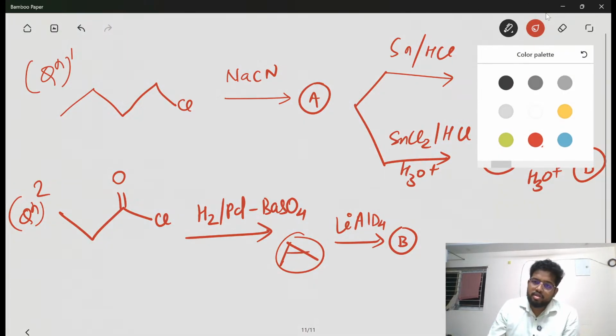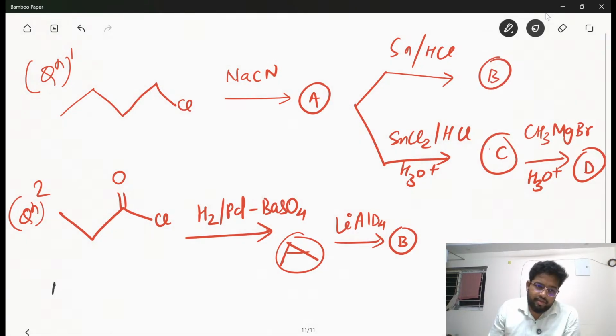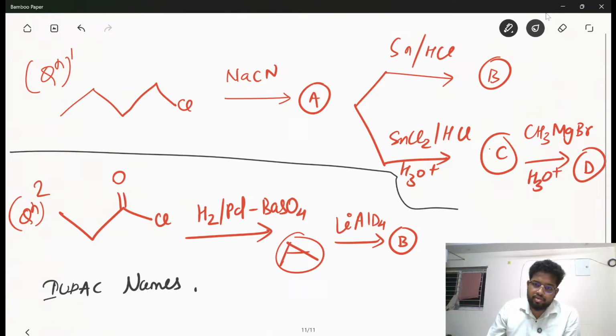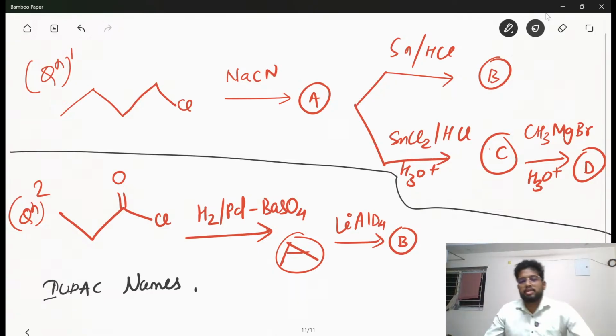Give the IUPAC names of the answers in the comment box. For example, in question 2, what is A? What is B? In question 1, what is A, B, C, D? You can easily predict it. Simple. Just try both the questions.